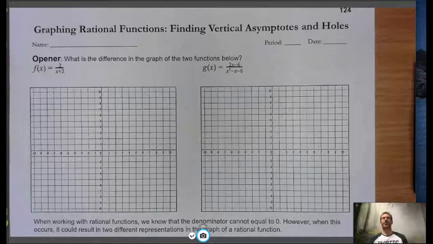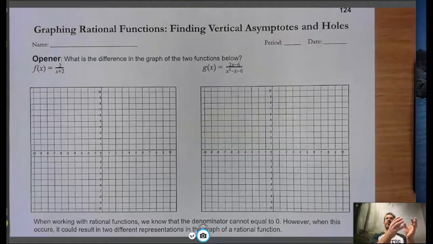All right, so we're going to continue our conversation about rational functions today. And what we're going to move into is graphing rational functions. Now, there's a lot that goes into graphing rational functions. So what we have done is we have broken this into two or three different pieces. And we're going to look at various aspects of a graph of a rational function, and then we're going to put them all together. All right, so today's lesson is going to center on finding vertical asymptotes and holes.